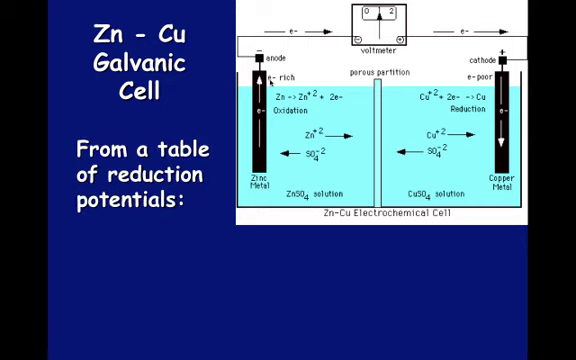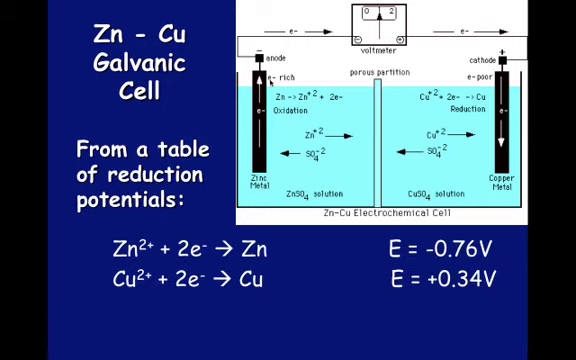So from the table of reduction potentials, we see that zinc and copper are written like this. Notice that copper has the larger positive. Therefore, copper must proceed as a reduction, and zinc must proceed as an oxidation. So, since we have to flip the direction of the arrow with regard to zinc, we also have to flip the algebraic sign of the cell potential for the half reaction of zinc.